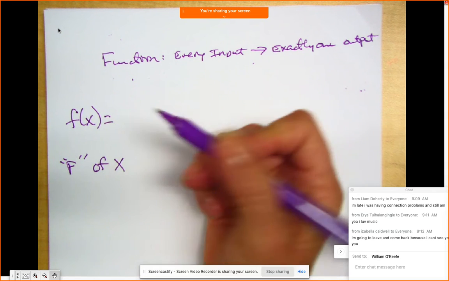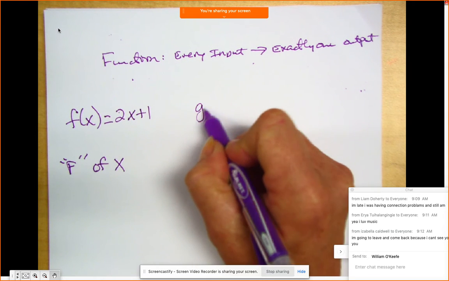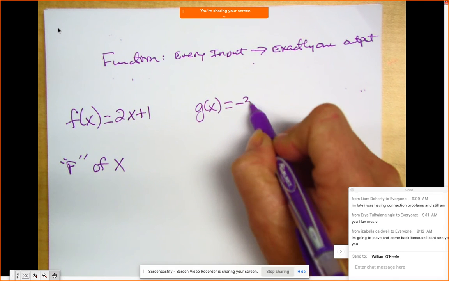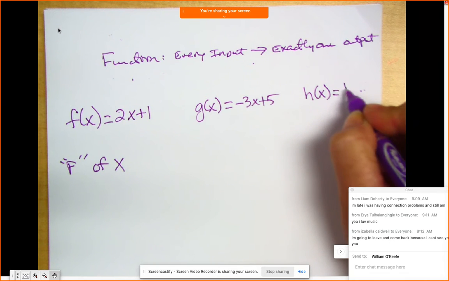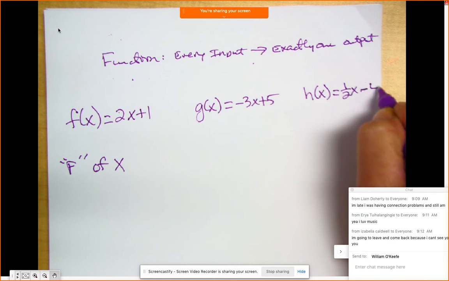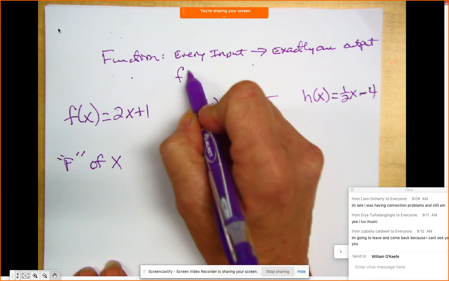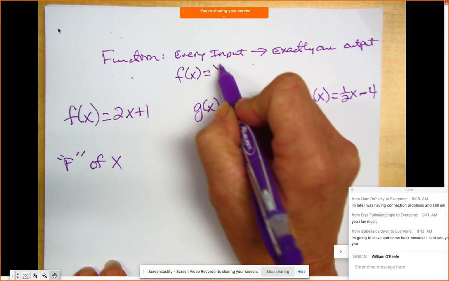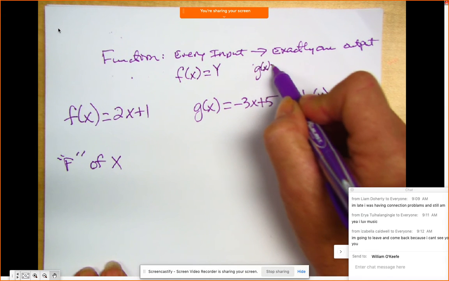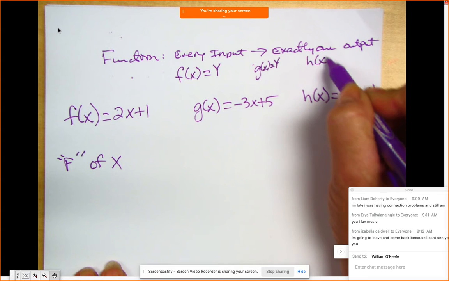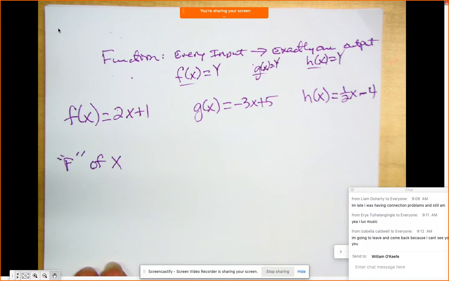And then they'll define some equation, 2x plus 1. And then I'll say g of x is negative 3x plus 5, and then h of x is going to be 1/2 x minus 4. Okay, those are all functions of x. Now, I will tell you that f of x is interchangeable with saying y equals. So is g of x, though. You could also say g of x is the same as y, and h of x is the same as saying y.